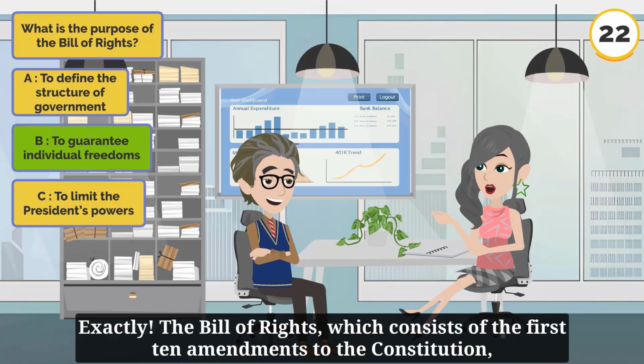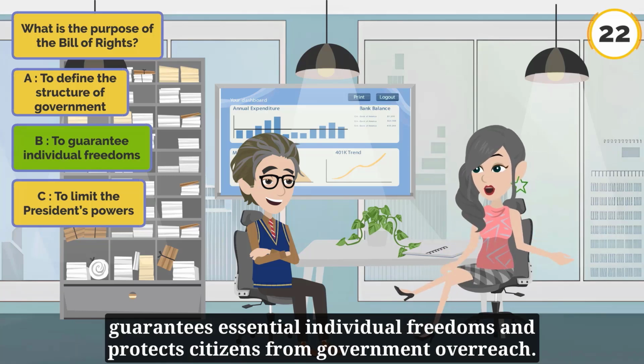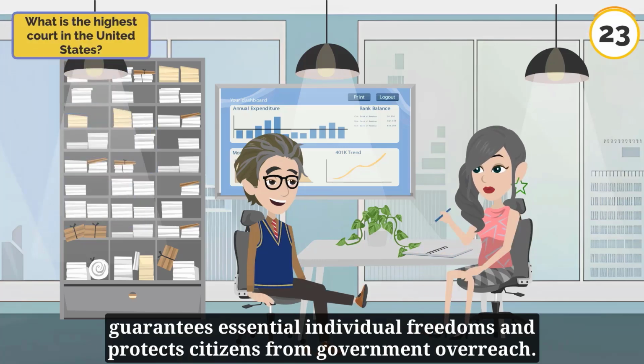Exactly. The Bill of Rights, which consists of the first 10 amendments to the Constitution, guarantees essential individual freedoms and protects citizens from government overreach.